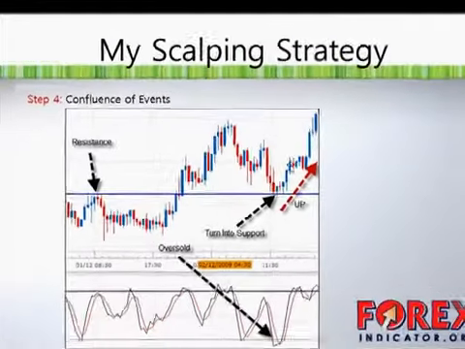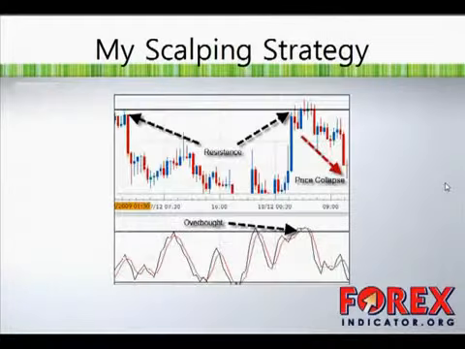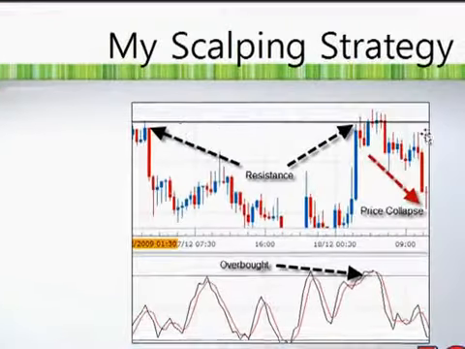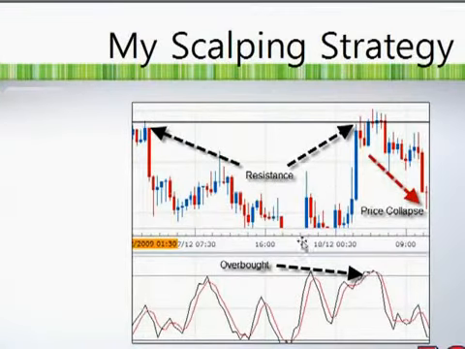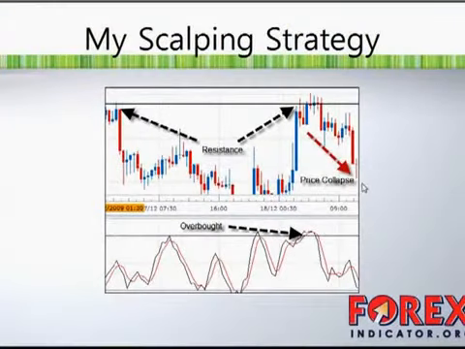Can you see that? Okay, at the same time, take a look at this example below. Can you see this black line here is actually a resistance level? Can you see when the price moved up, it hit the resistance, and the stochastic shows that it's now overbought. The market is overbought, and this is where you enter a short trade, and this is the profit you're making.